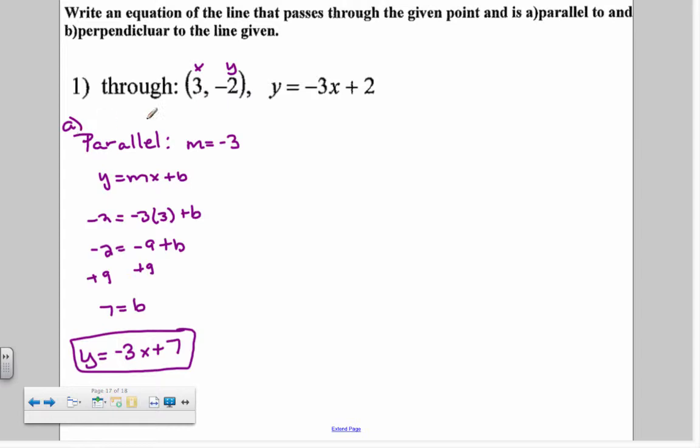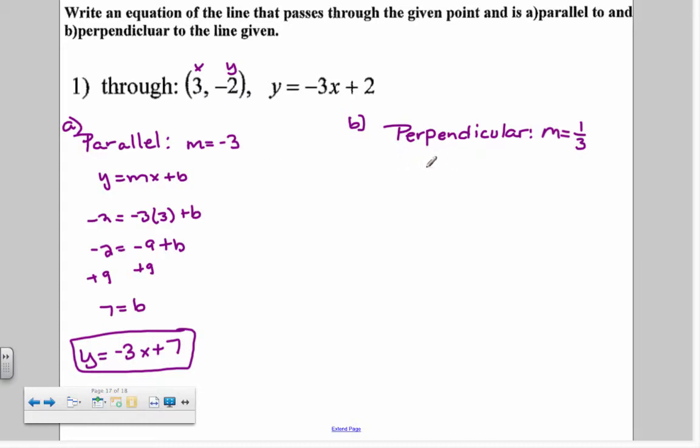That was part A. Part B would be our perpendicular line. Okay, so thinking about perpendicular lines and their slopes, I know that the slope of a perpendicular line is the opposite reciprocal of the line that it is perpendicular to. So the slope of this line is negative 3, and the slope of our perpendicular line will be the opposite. So I'll go from negative to positive, and the reciprocal of 3, or negative 3, is 1/3. So this is opposite because it's now positive, and the reciprocal, 1/3.